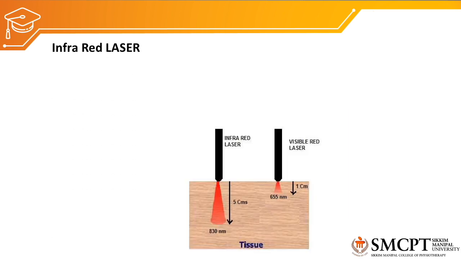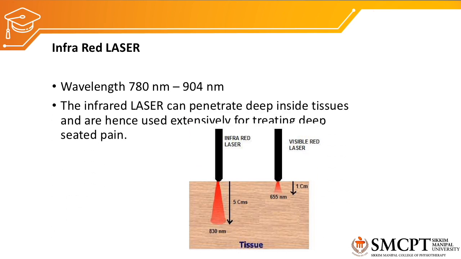The second type of laser according to its wavelength is infrared laser. Its wavelength is 780 nanometer to 904 nanometer. The infrared laser can penetrate deep inside tissues and is hence used extensively for treating deep-seated pain. You can see that it is penetrating about 5 centimeter in depth, so it can be used for treating deep-seated pains.